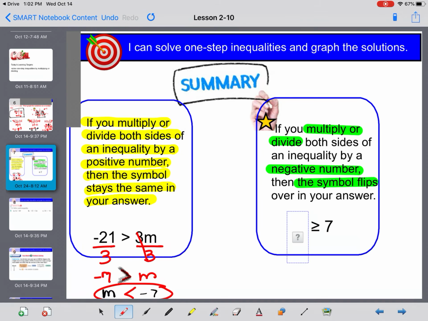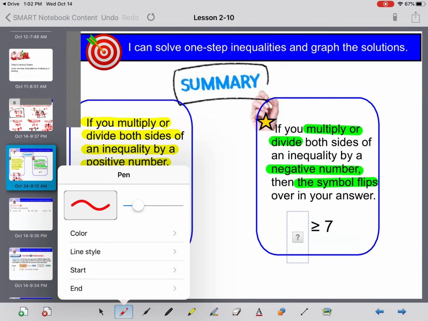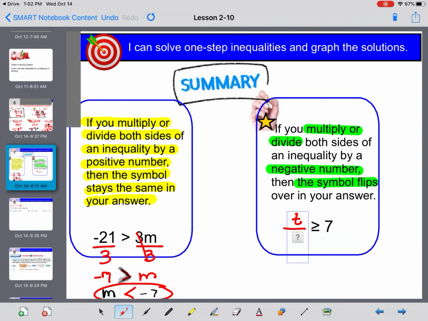T over negative 4 is greater than 7. It is in there. Okay. Oops, sorry about that. I don't know why it's wanting to delete on me. So t divided by negative 4 is greater than or equal to 7.